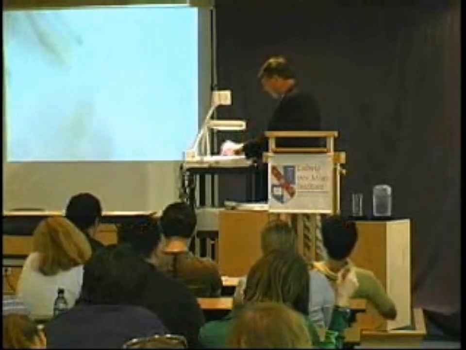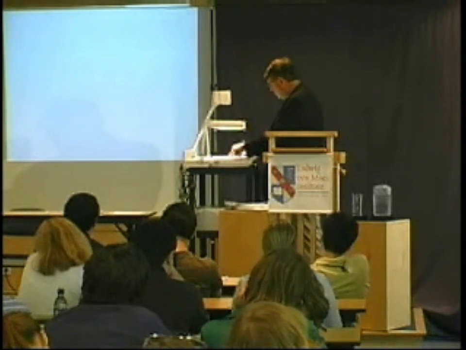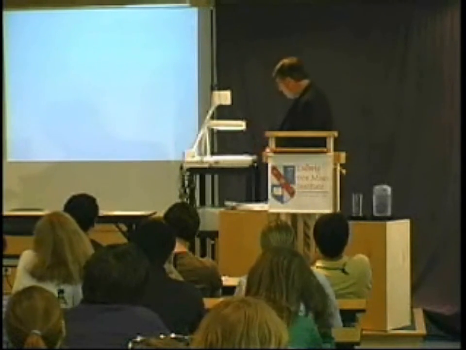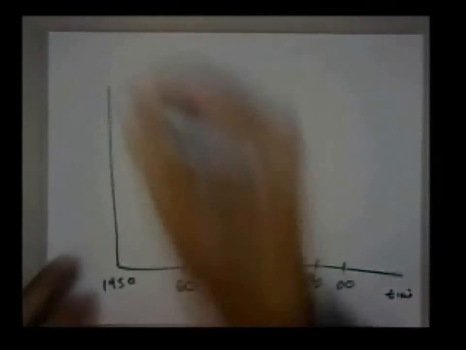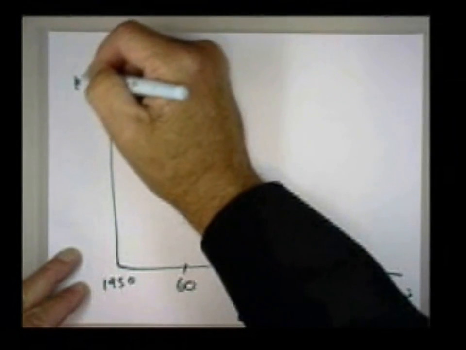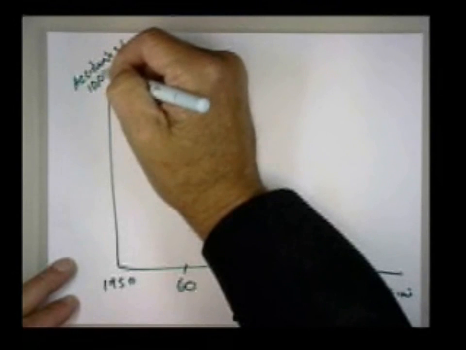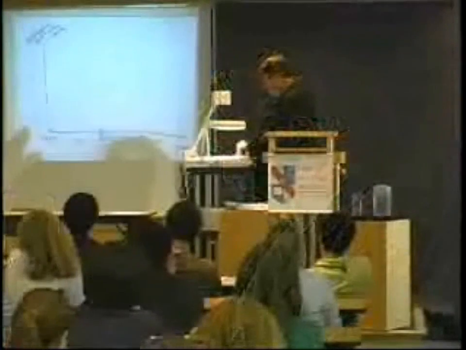And the chart looks something like this. I can replicate it, I don't have it in front of me. So he would have time here. He might have started, say, in 1950, then 60. And this is accidents per 10,000 in the workforce, some scale like that. And OSHA was created in 1970.